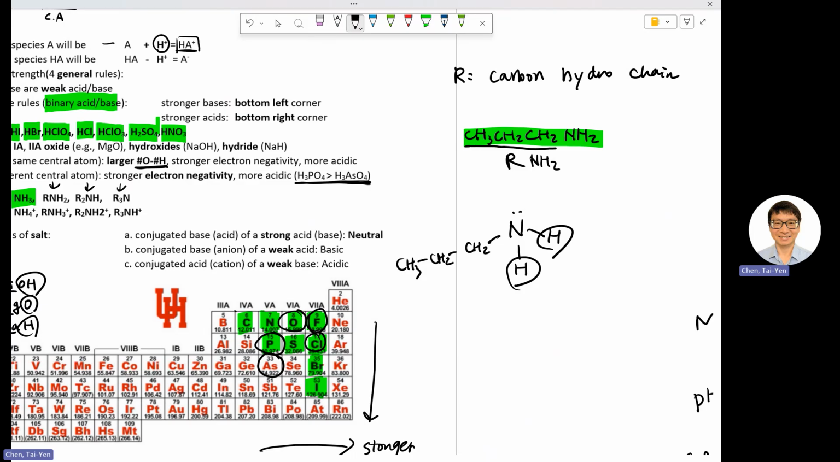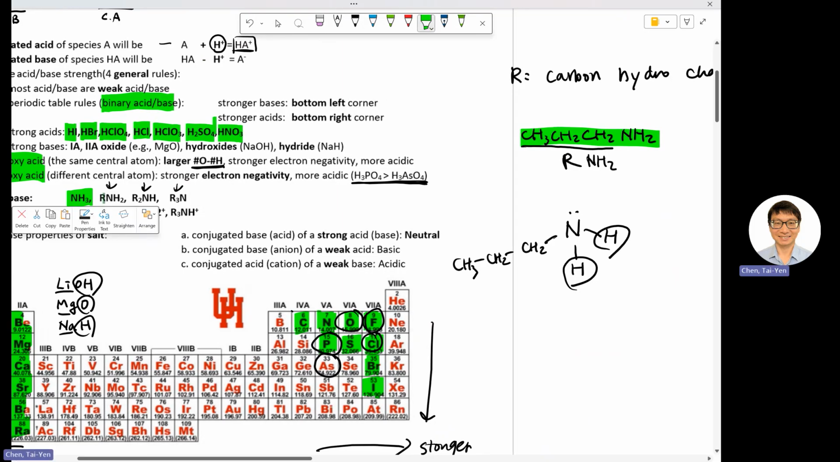Therefore, I put this RNH2, R2NH, and R3N. So they all mean the same thing. It's just a nitrogen atom attached to 3 R groups, or 3 different moieties. Sometimes the moiety is actually your H, sometimes the moiety is actually a long chain of the hydrocarbon. So this is actually a very standard and very well-known weak base. It's just something that you need to accept. That's actually the definition.